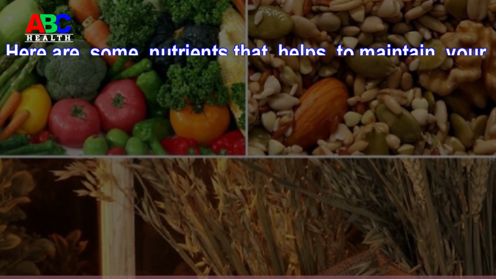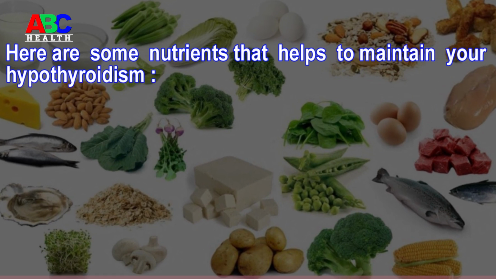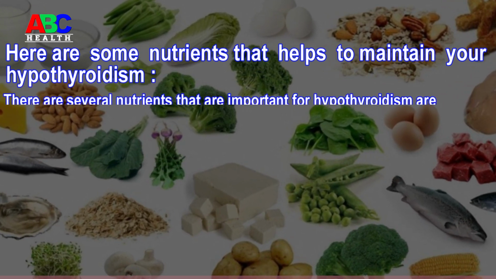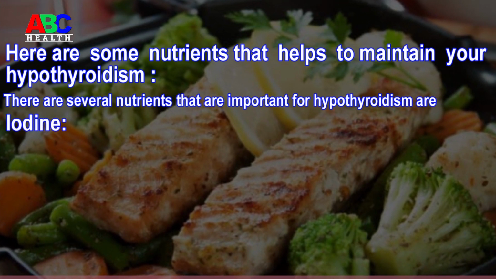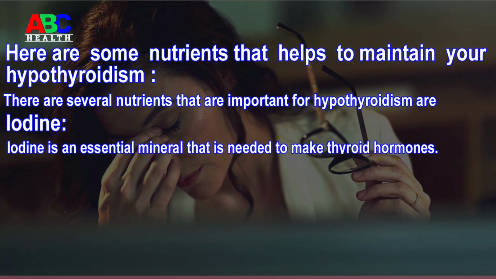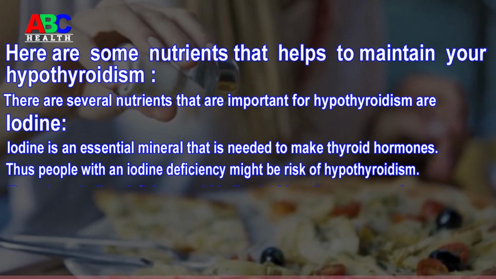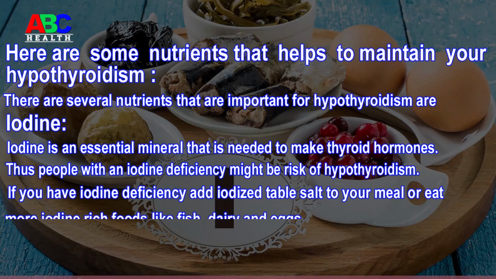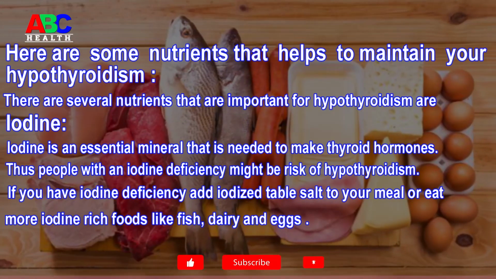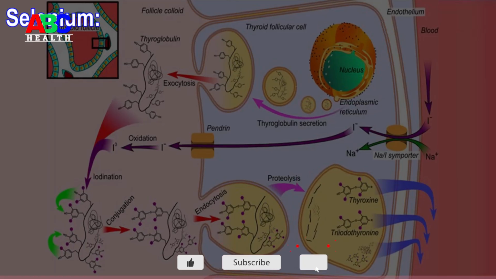Here are some nutrients that help to manage hypothyroidism. There are several nutrients that are important for hypothyroidism, one of them being iodine. Iodine is an essential mineral that is needed to make thyroid hormones. Thus, people with an iodine deficiency might be at risk of hypothyroidism. If you have iodine deficiency, add iodized table salt to your meals or eat more iodine-rich foods like fish, dairy and eggs. Selenium. Selenium helps the body to activate thyroid hormones.